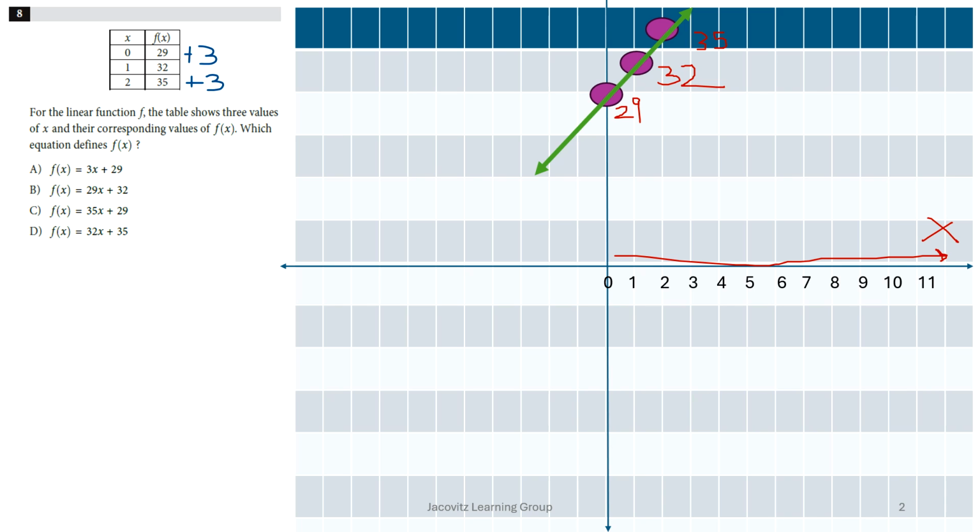Okay. So they go up by 3. Every time x increases, the y, that's what this is, f of x is y, the y value goes up. And remember, y goes up. So this means that 29x, they go up 29 times. And this plus 32 would almost work. This means they go up 35 times.